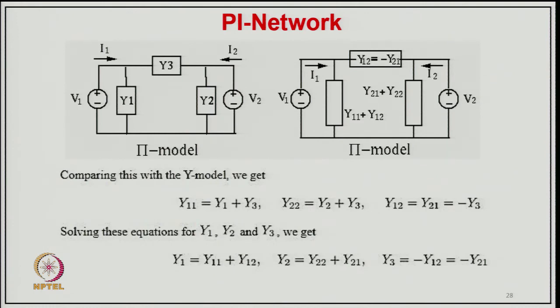Comparing, it becomes Y11 equal to Y1 plus Y3, and Y22 becomes Y2 plus Y3, and Y12 equals Y21 equals minus Y3. From this we can find the pi network parameters Y1, Y2, Y3 in terms of the admittance parameters. So, Y1 equals Y11 plus Y12, and Y2 is Y22 plus Y21, and Y3 is minus Y12 equal to minus Y21. So, that is the relation between the admittance parameters and the pi model parameters.